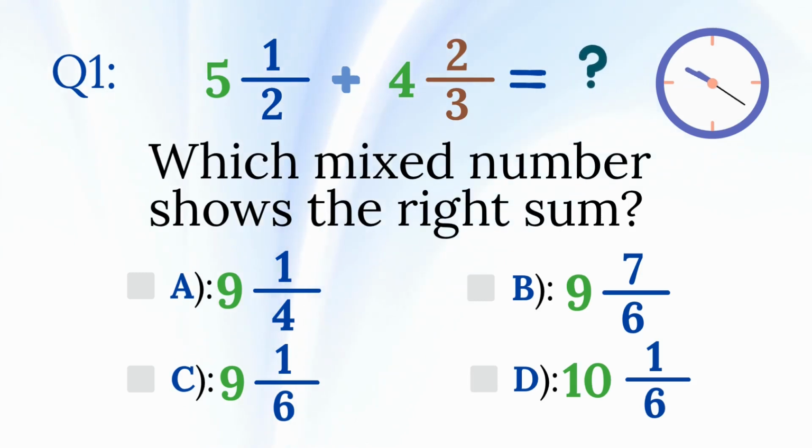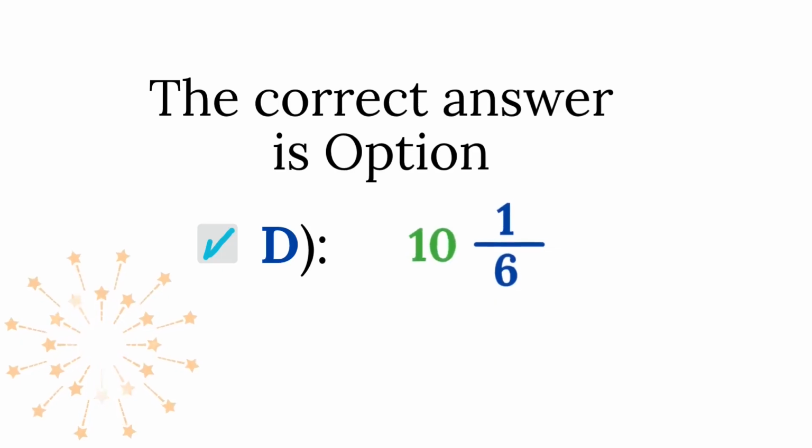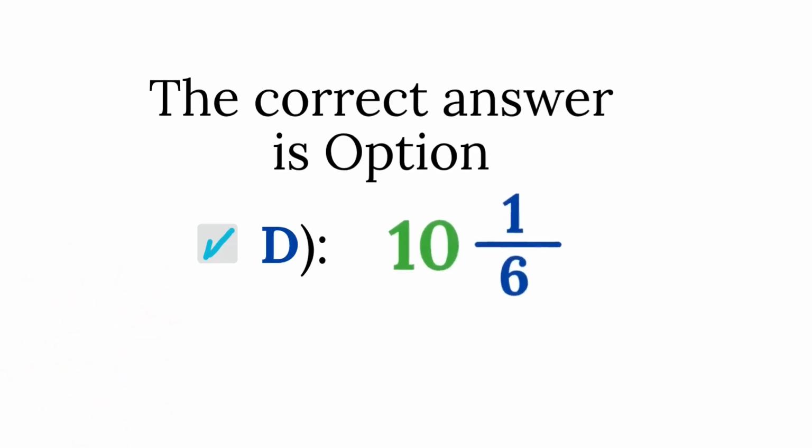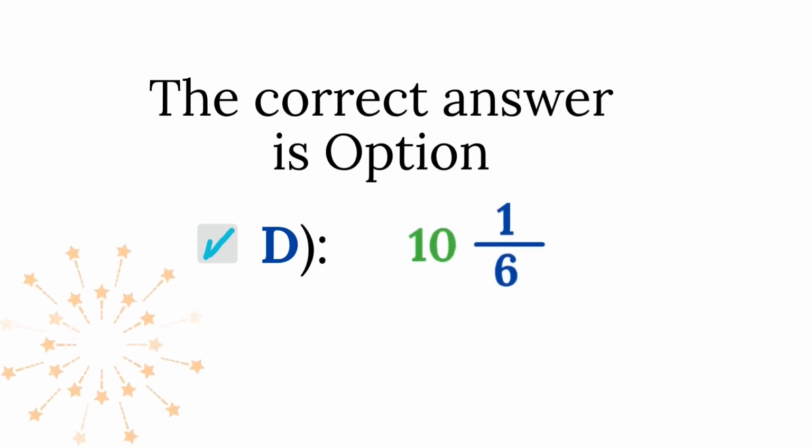Option A, 9 and 1/4. Option B, 9 and 7/6. Option C, 9 and 1/6. Option D, 10 and 1/6. The correct answer is option D, 10 and 1/6.